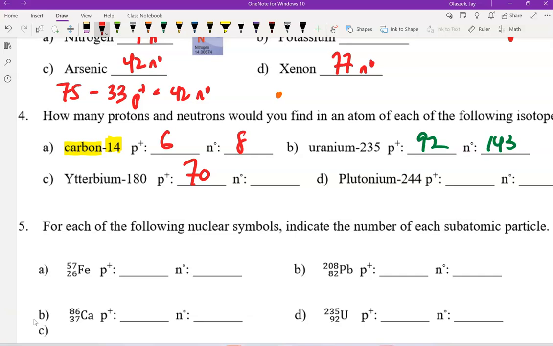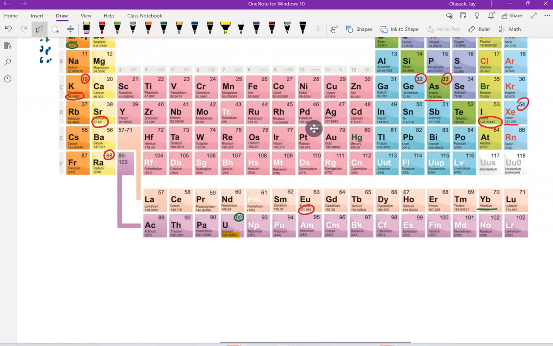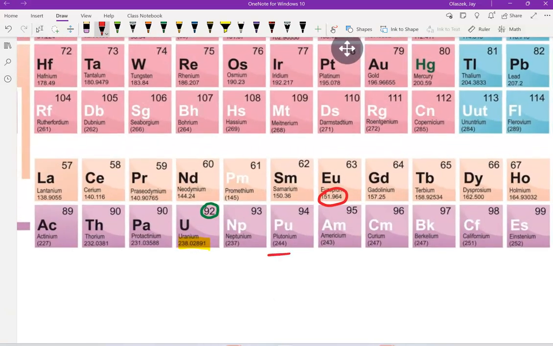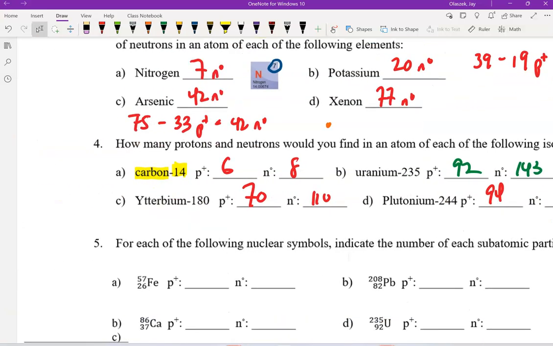70 protons. If we have an atomic mass of 180, all we do is subtract the number of protons and we get 110 neutrons. Plutonium 244, big radioactive element. Normally plutonium right here, well, actually, there's an atomic mass of 244. It's got 94 protons, so all we're going to do is subtract the 94 protons from the atomic mass, which we know is 244. And we get a number of neutrons of 150. 244 minus 94.